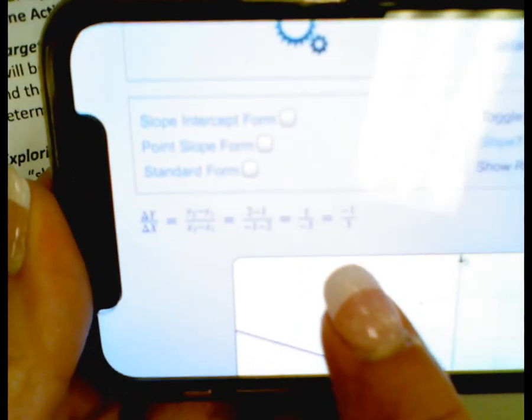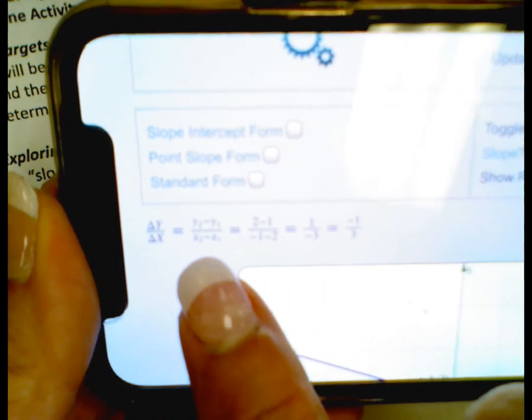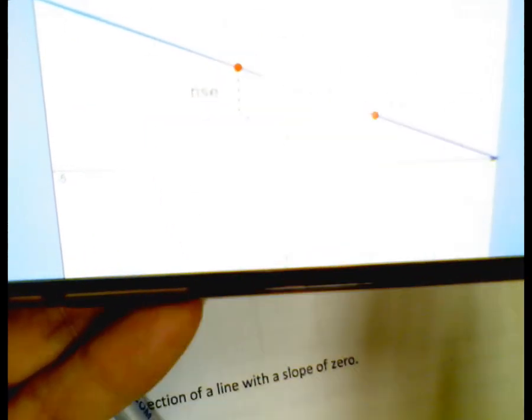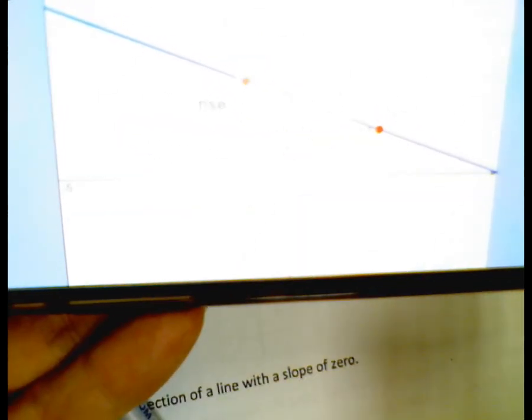Now, if you go up here, right above it, it actually tells you what that slope is. See up here? It actually showed you how to find the slope. And the slope that I have right now is currently negative 1/3. And it's going down. Do you guys see that? That's a negative slope. When it goes from left to right, it goes down.